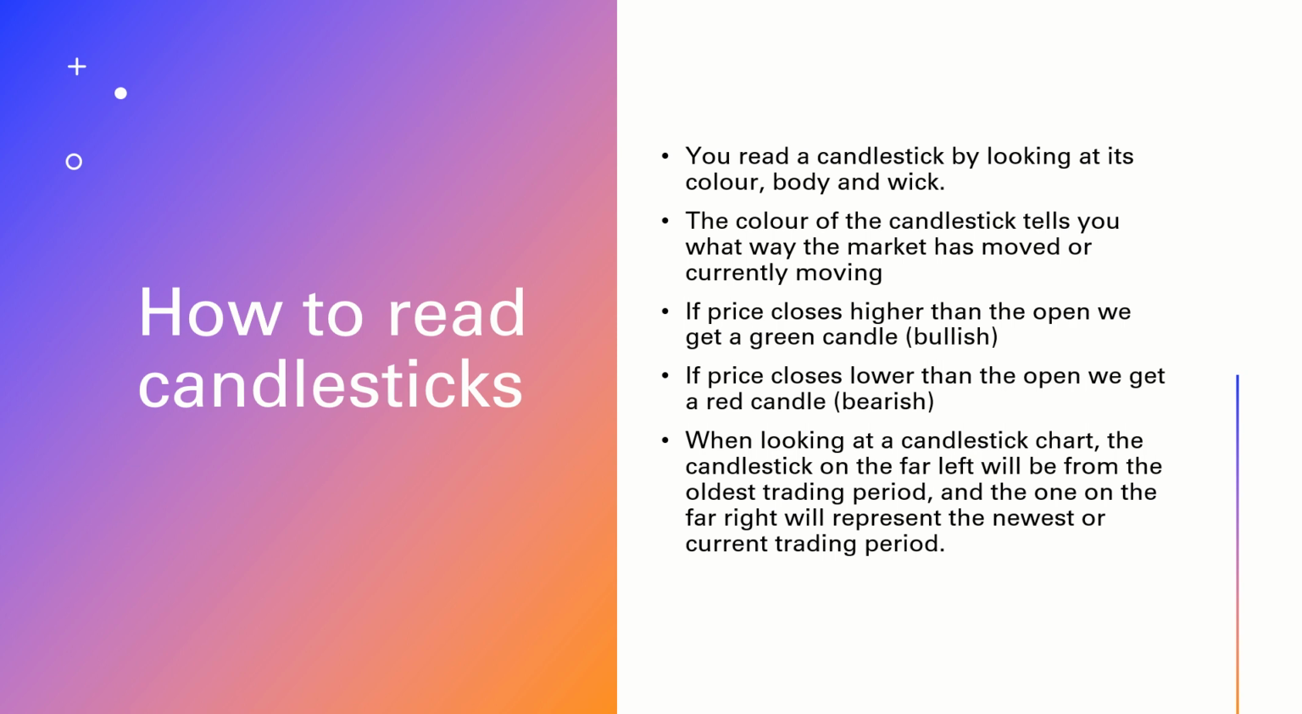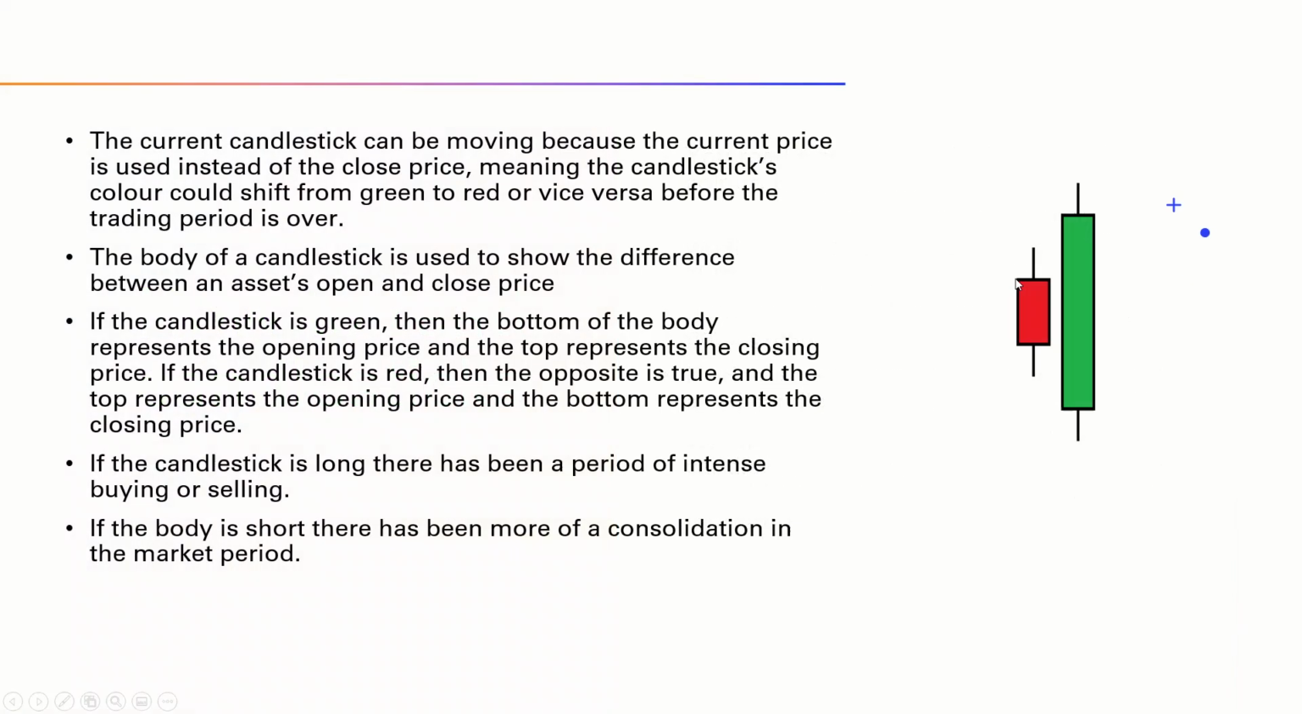So when we look at a candlestick chart, which I'm going to show you in a minute, we have the history of trading to the left-hand side, the oldest trading period, and on the right-hand side we have the most recent trading period, and we can also look at the current candle as an active candle. That one isn't complete and it's still to be decided, unless it's a weekend and it's closed on a Friday night. So the current candlestick can be moving because the current price is used instead of the close, meaning the candlestick's colour could shift from red to green or vice versa.